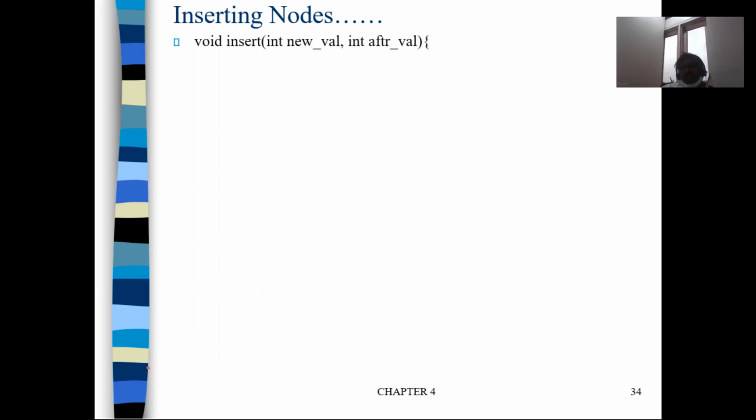Next, let us discuss how to insert a node into a doubly linked list. For that, let us write a function void insert. It takes two arguments, the same fashion as we discussed for the singly linked list. One is new val, the data part of the new node we are going to create. The next parameter is after val, which represents the data part of the node after which we want to add the new node.